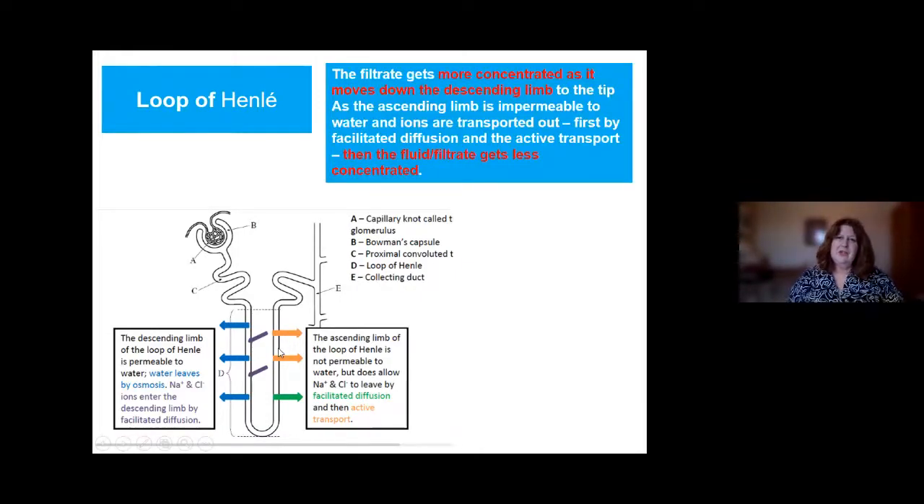So we find that the filtrate gets more and more concentrated as it goes down the descending limb because water is leaving it. And then as you go up the ascending limb, because it's impermeable to water and the ions are transported out first by diffusion, as I've said, and then active transport, the fluid in there gets less concentrated.